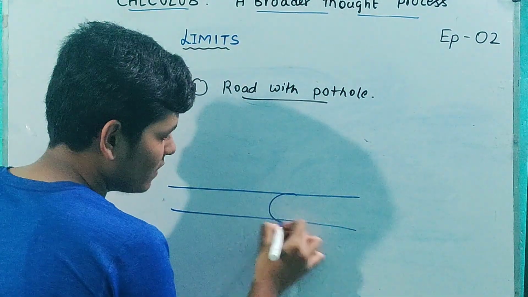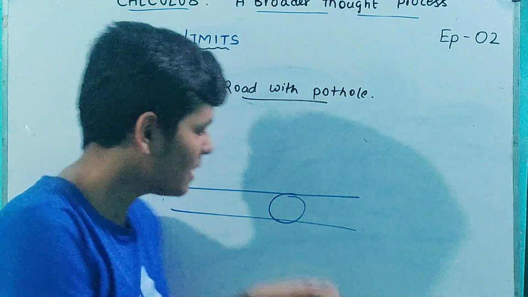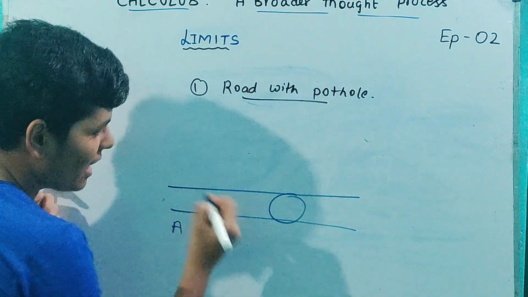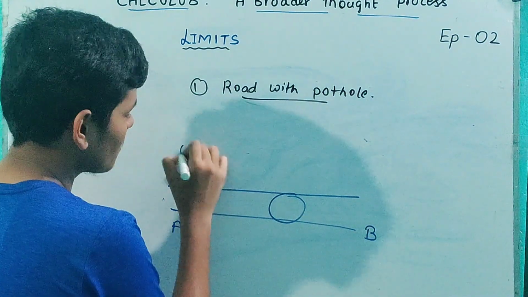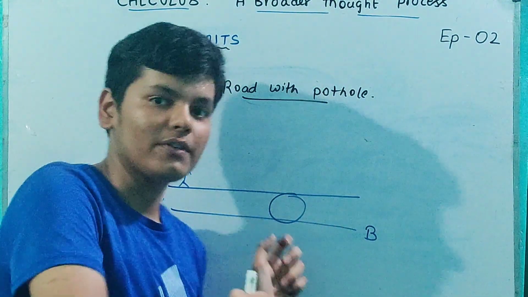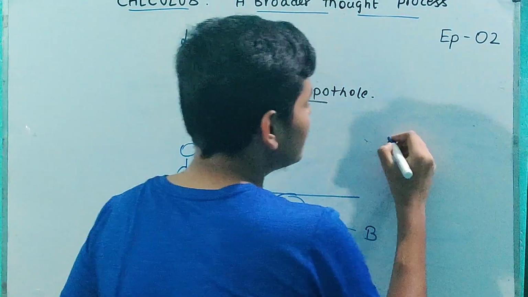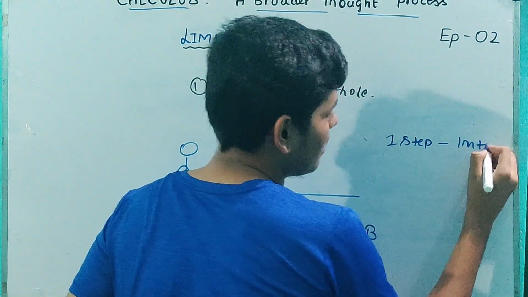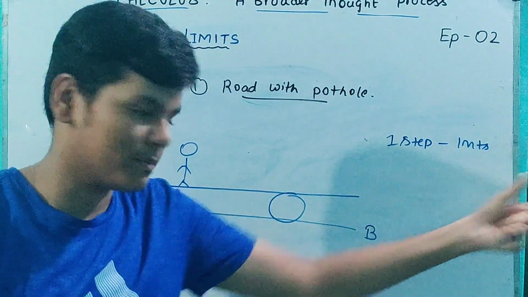And there is a manhole over here. Manhole or a pothole where the sewage works goes. Now we are at point A and we have to reach the point B. Okay. We take steps to reach, right? So our one step covers 1 meter. Hypothetically, one step covers 1 meter.